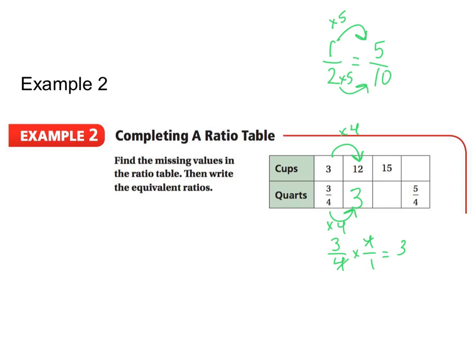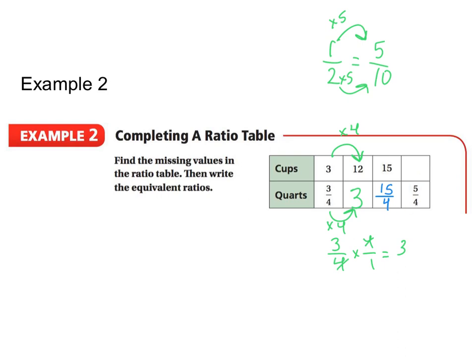When I look at the multiplicative relationship, I see there are 4 times as many cups as there are quarts. So this number times 4 is 3. 3 times 4 is 12. Something times 4 would be 15. So another thing that I could do here is I could actually take 15 and divide it by 4 in order to find my missing number. 15 divided by 4 would be 15/4. I could have written that as 3 3/4, but because the other ones are written as improper fractions, I decided just to go ahead and leave it.